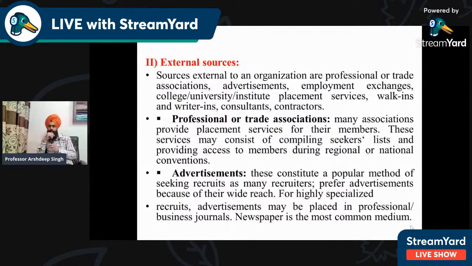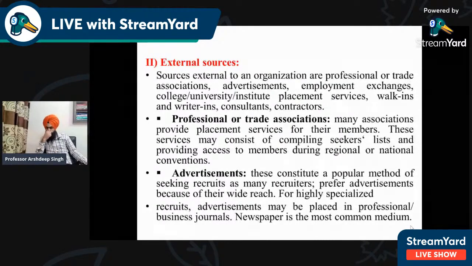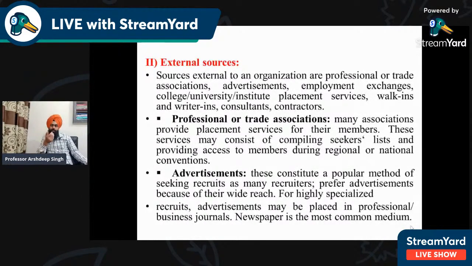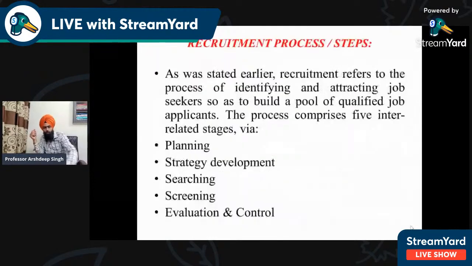Second is the advertisements. It is a popular method of seeking recruits, as many recruiters prefer advertisement because of their wide reach. For highly specialized recruiters, advertisements may be placed in professional business journals. So nowadays, I can say that social media is one of the biggest advertisements for any type of information related to any type of job, either government or the private sector. Okay, so advertisements are the external sources that can motivate applicants to apply for a certain specific job. Okay, so that was about the external sources.